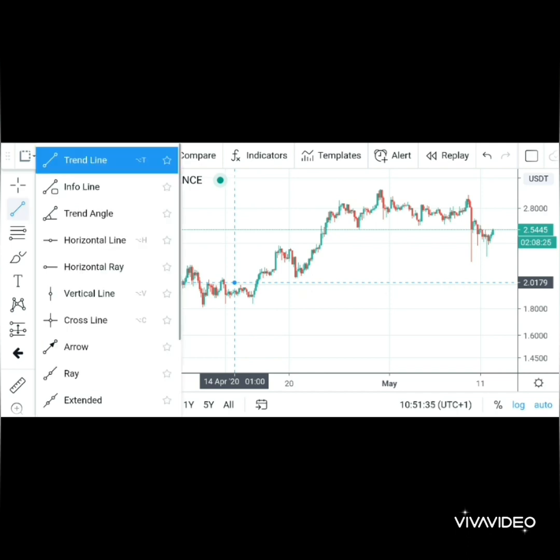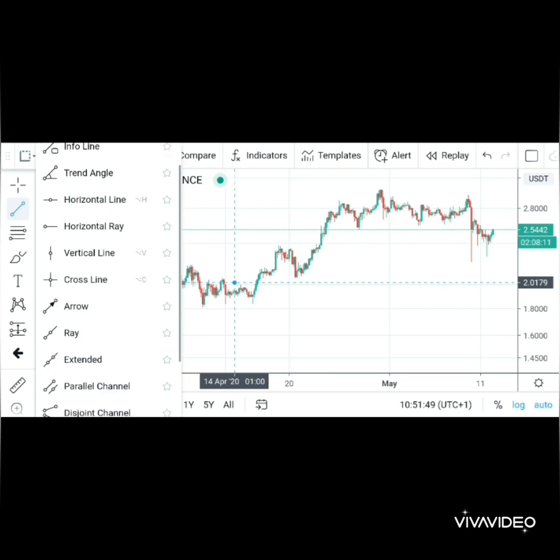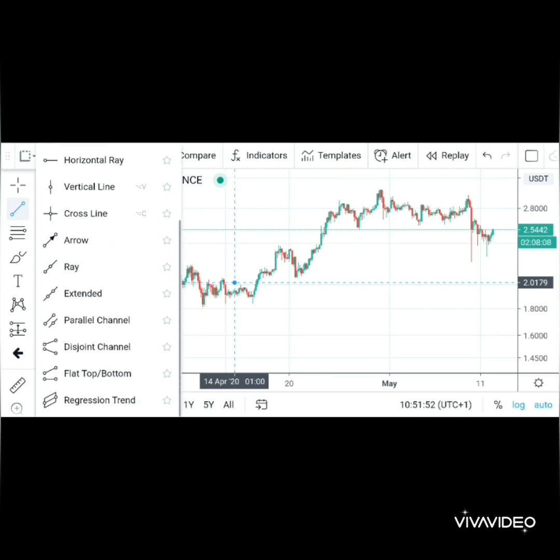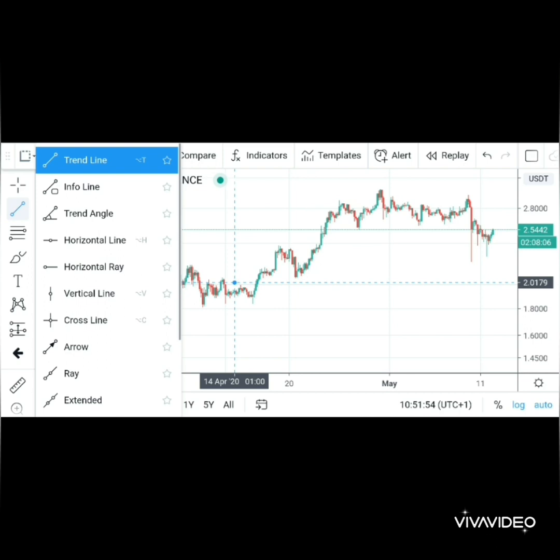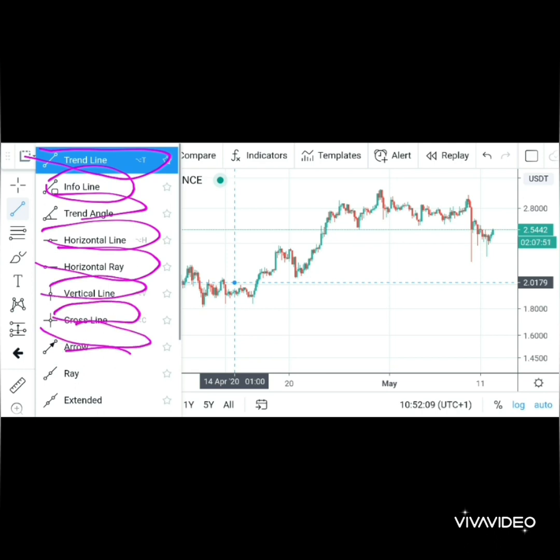So you have your trend line, your trend line info, your trend angle, your horizontal line, horizontal ray, vertical line, cross line, arrow, ray, extended line. And you also have more over here. The main ones you are going to be using in your analysis are trend line, trend info, and horizontal line.